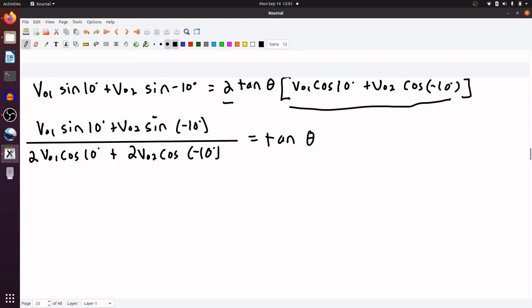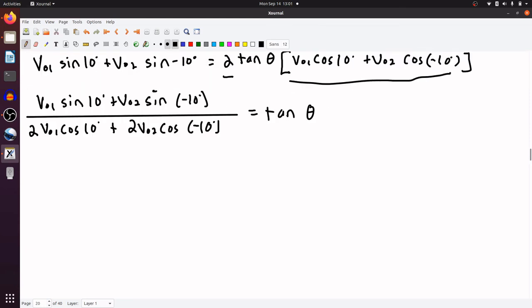While you might be tempted to try to cancel out some of these sines and cosines, you can't, so it doesn't really work. Not on this one. You just got to plug in numbers, which is our last step, and then take the inverse tangent of it. So what I'm going to do is just find that number first, and then we'll just take the inverse tangent of it. So let's plug in what it actually is.